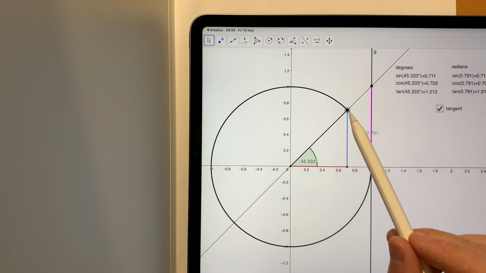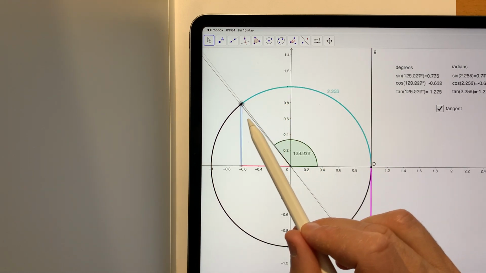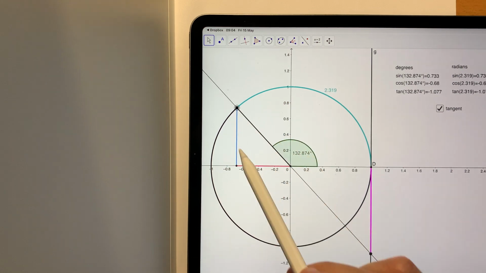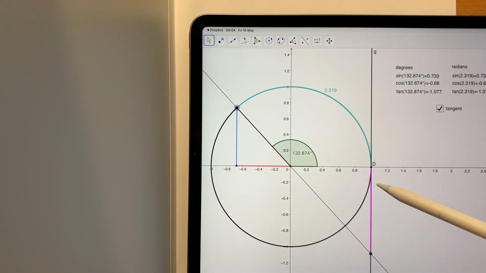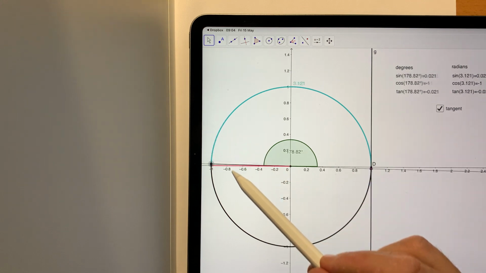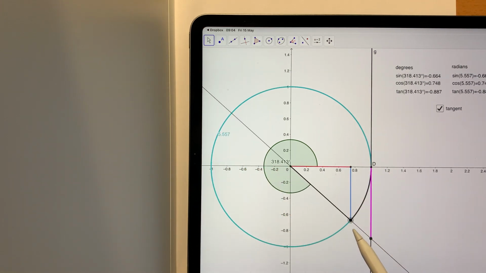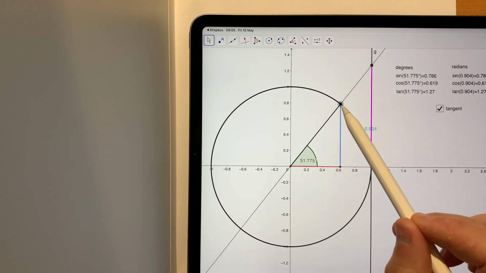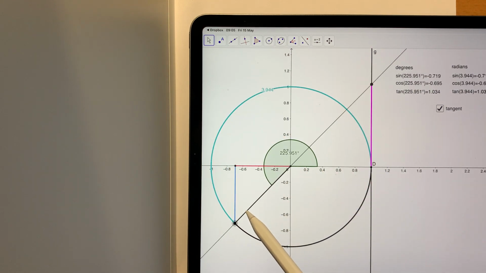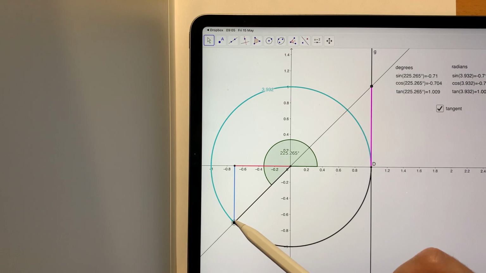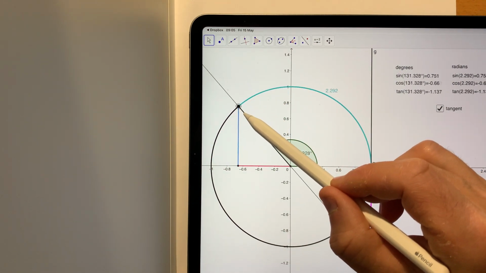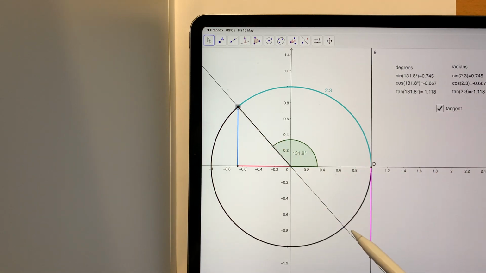Now look, there is one interesting bit here. If you go in the second quadrant, your tangent will be negative. Same thing for the fourth quadrant. So tangent is positive in the first and in the third quadrant, because you jump by 180 degrees, and it is negative in the second and the fourth quadrant.